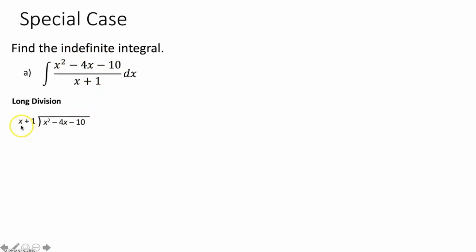Now, the way long division works is I have a binomial here, which is going to go into a binomial right here. I need to figure out, what do I multiply this first term by in order to equal this first term? That's going to be x. So I'm going to put that right here because this binomial has to go into this binomial.